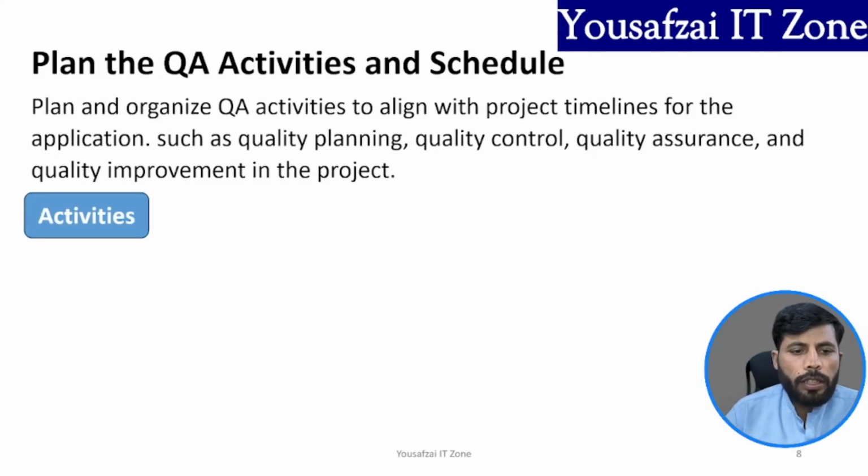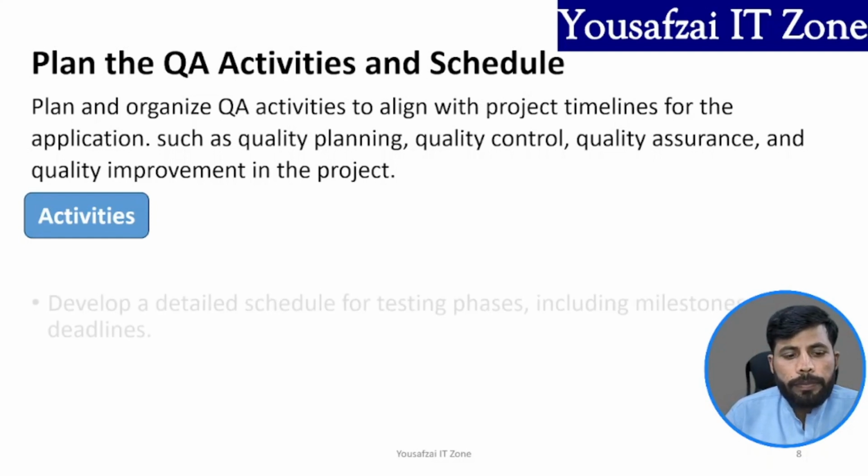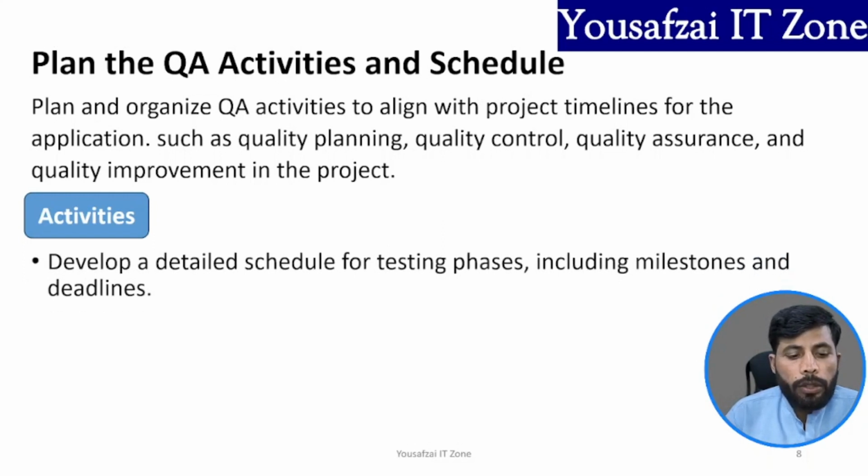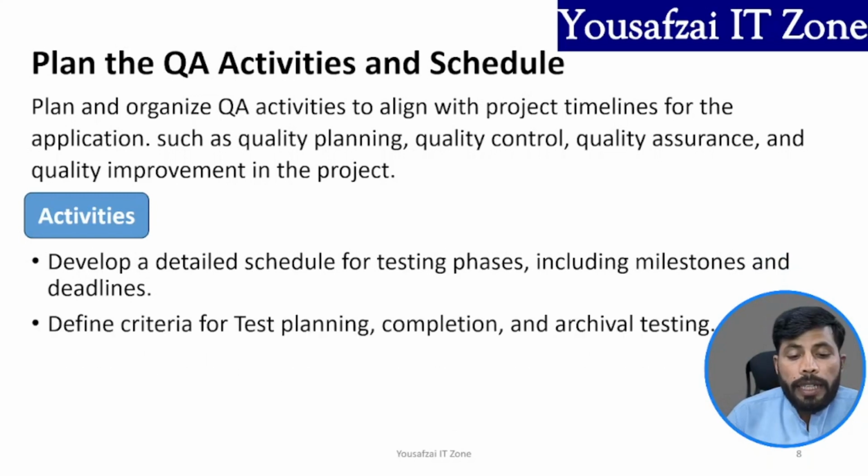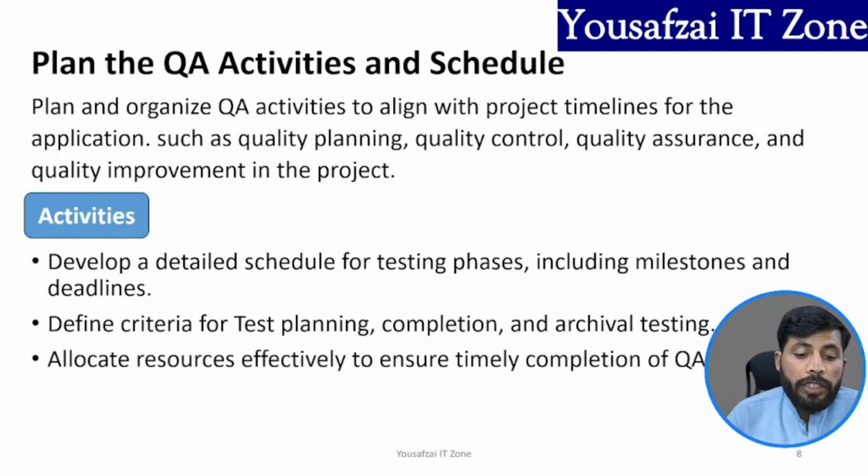In the next section, plan the QA activities and schedule them. It is all about the software testing process. There are different activities that you need to plan accordingly. Those activities include developing a detailed schedule for testing phases, including milestones and deadlines, defining criteria for test planning, completion, and archiving, and allocating resources effectively to ensure timely completion of the QA activities.